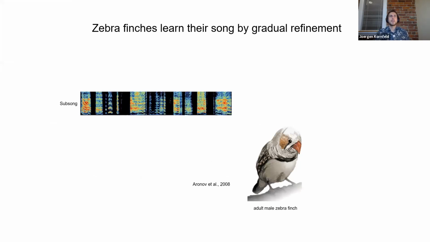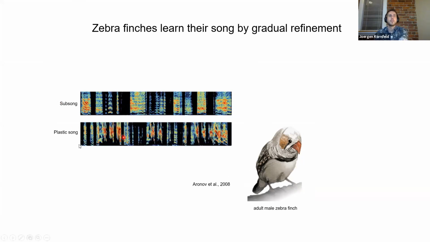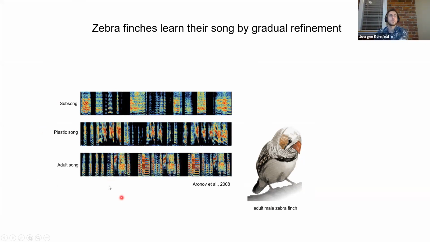When you look at how zebra finches learn their songs, young zebra finches start out with a very simple and unstructured song that we call subsong, and then over time they gradually refine this, so the song becomes more structured and more repetitive, because zebra finches have a very stereotyped and repetitive song, and then eventually you end up at a stereotyped but refined adult song.